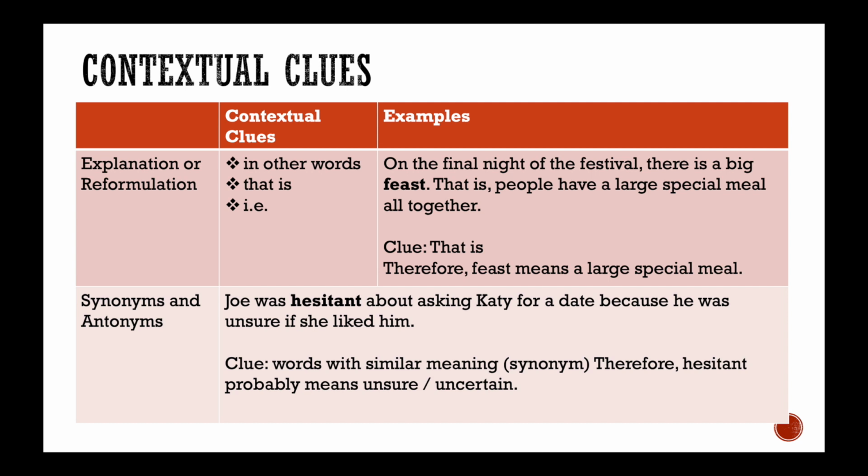Synonyms and antonyms of the words can also be used as clues. Let's have a look at the example here. Joe was hesitant about asking Katie for a date because he was unsure if she liked him. From this sentence, we understand that the synonym of the word hesitant is used in order to explain it. So, we can understand that hesitant probably means unsure or uncertain.